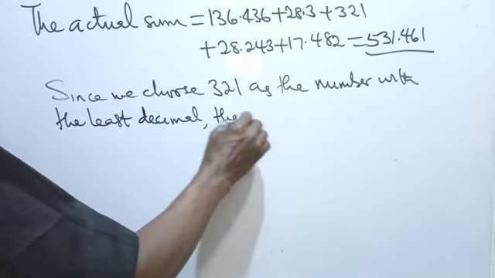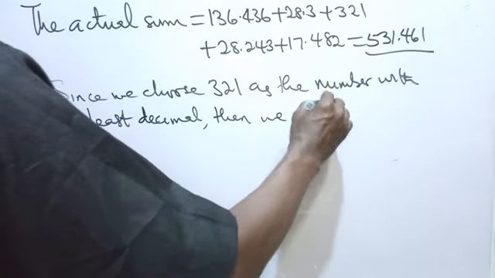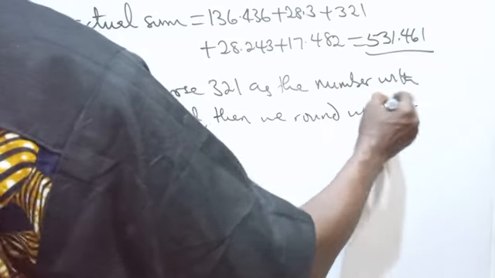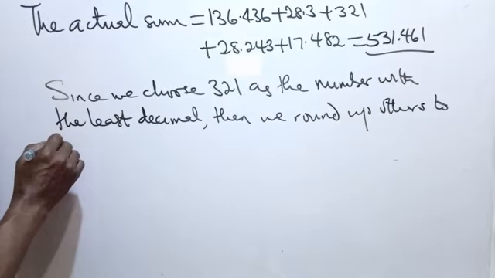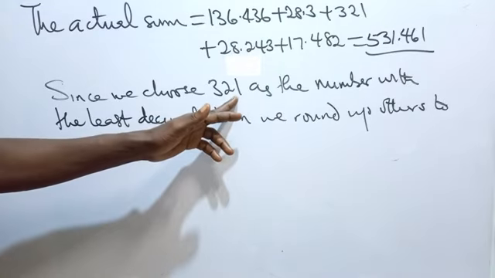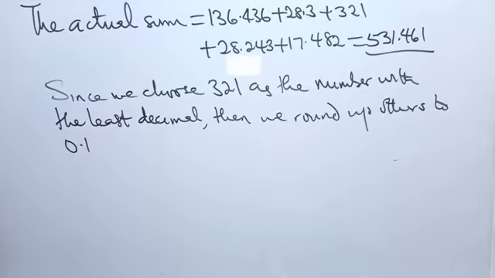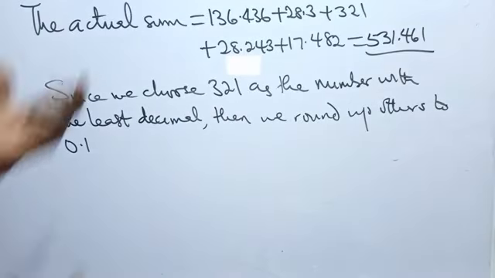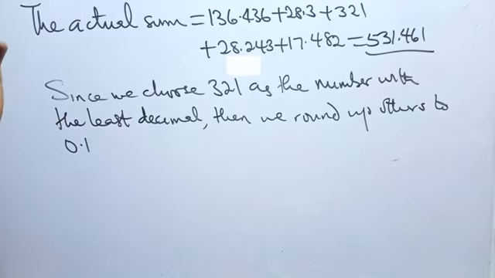Then we round up other numbers to 0.1. What do I mean by rounding up? Since it doesn't have a decimal number, other numbers will be rounded up to the least. Since the decimal number here is 0, rounding off other numbers, the actual numbers will be rounded to just one decimal place. That's what I'm saying. It's at 0.1.